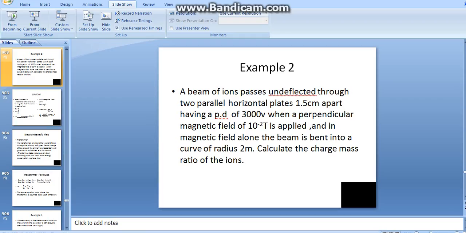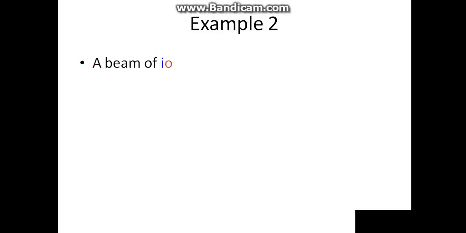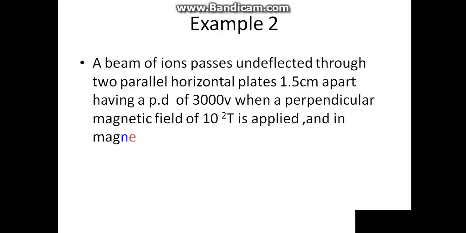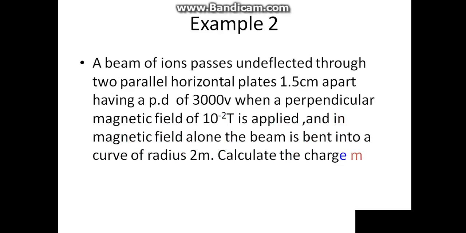Example 2. A beam of ions passes undeflected through two parallel horizontal plates 1.5 cm apart, having a PD of 3000 volts, when a perpendicular magnetic field of 10^-2 Tesla is applied, and in the magnetic field alone the beam is bent into a curve of radius 2 meters. Calculate the charge to mass ratio of the ion.